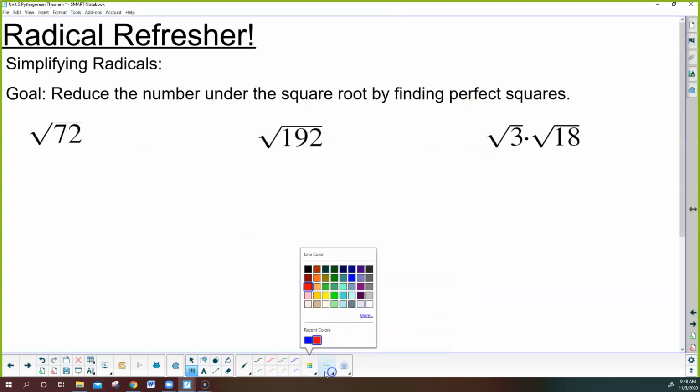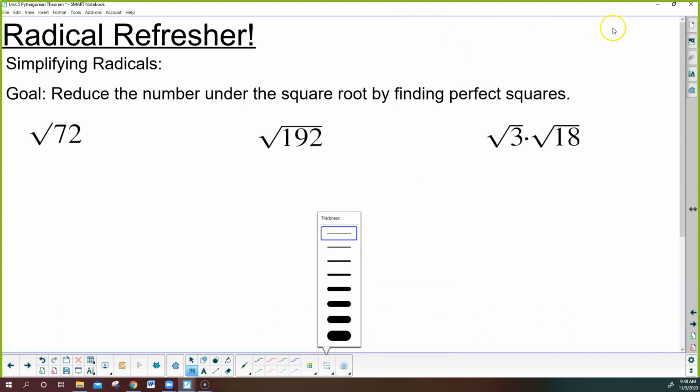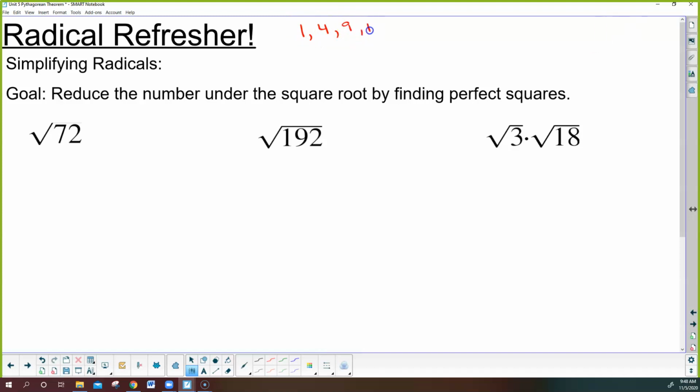So hopefully you're feeling comfortable on where this list of perfect squares comes from. I like to write it out. So 1 squared, 2 squared, 3 squared, 4 squared, 5, 6, 7 squared is 49. 8 squared is 64. 9 squared, 10 squared, 11 squared, 12 squared, and then it could just keep on going. We usually don't go higher than 12.